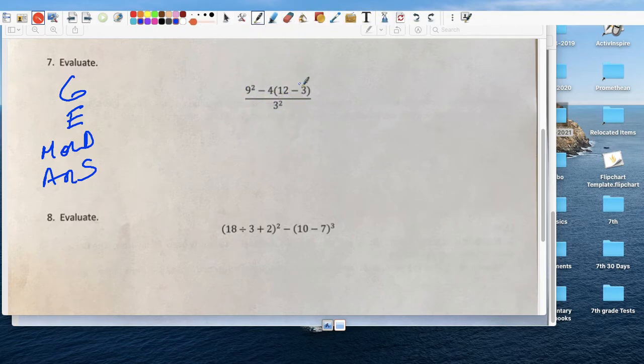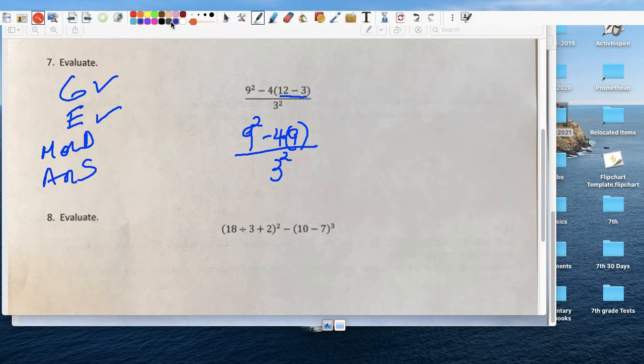All right, so let's do this guy right here. So I'm gonna copy everything. 9 squared, I don't touch. 4, I don't touch. And then 12 minus 3 is 9, right? So if you want to put in parentheses, you can, just so that you remember what's happening between the 4 and the 9, and put a dot there because you know they're going to be multiplying. All that over 3 to the second power. Okay?